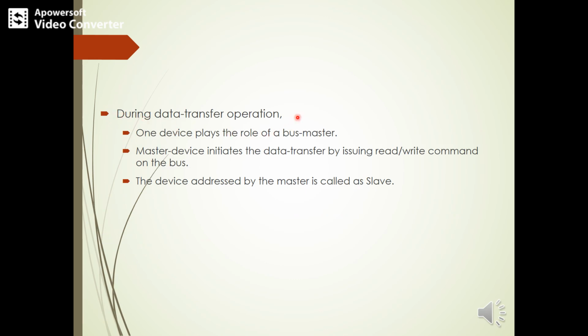During a data transfer operation, one device plays the major role of a bus master. The master device initiates the data transfer by issuing a read bar write command on the single system bus. The device addressed by the master is called the slave. So we consider the master and slave concept here: one will always be the master, and the other devices will behave as slaves.